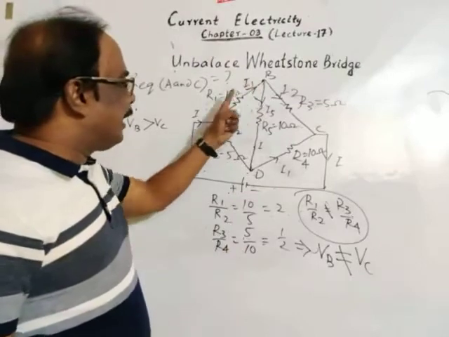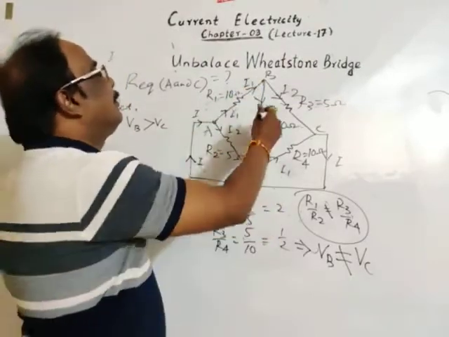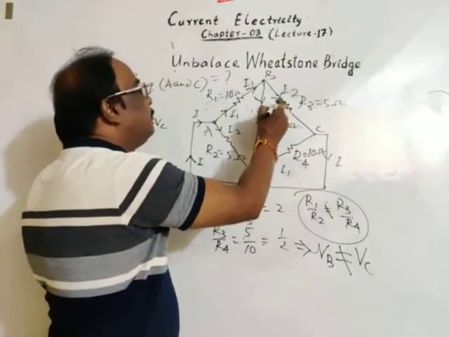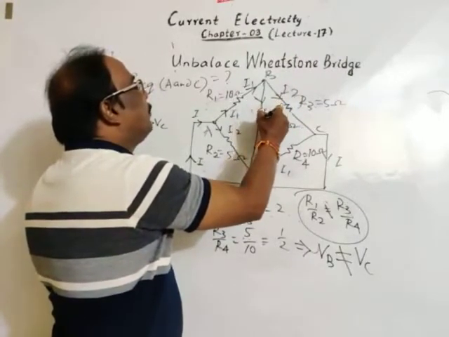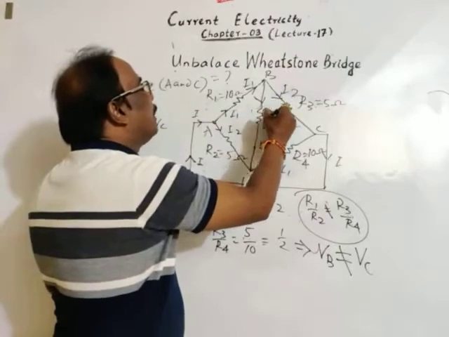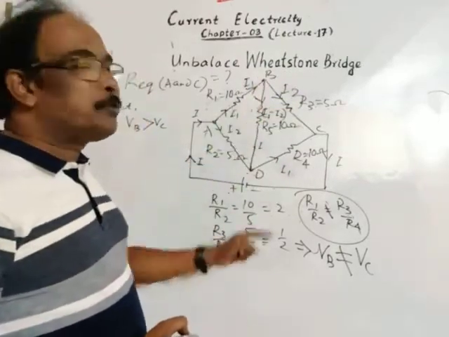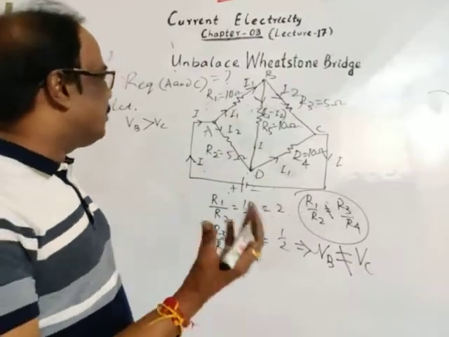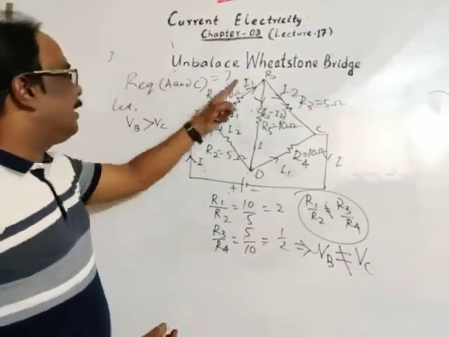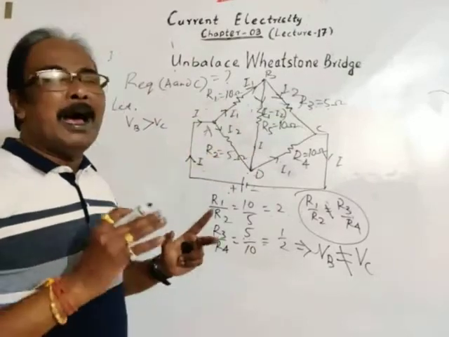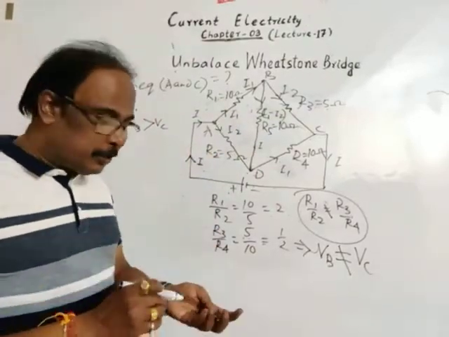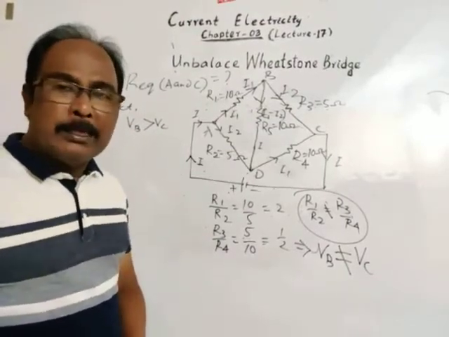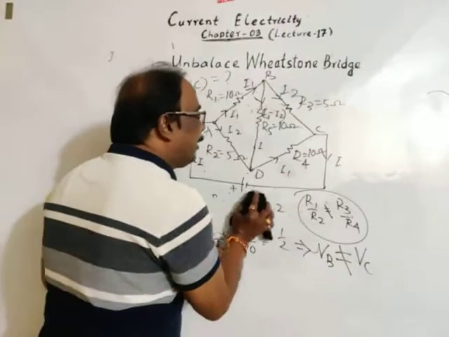So let I1 be divided. Then along this branch I2 and I5 will become I1 minus I2. So this current flows through resistance R5. So this is unbalanced. We'll find equivalent resistance between A and C. This is the easiest method: I have divided the current into different branches. Now we'll apply Kirchhoff's law.